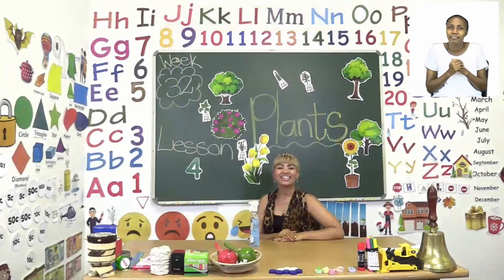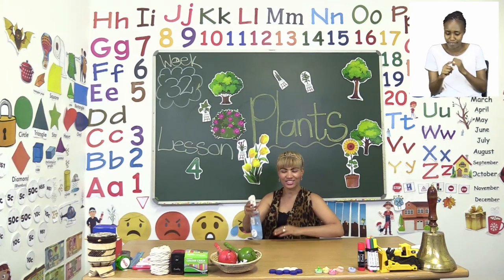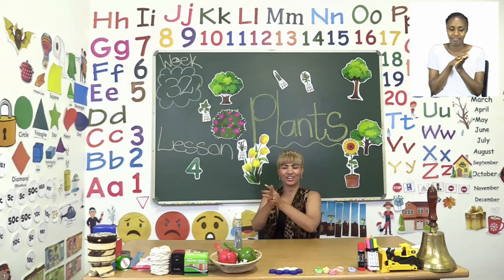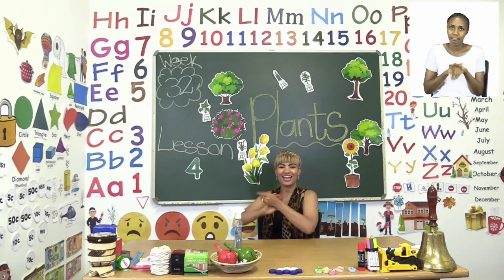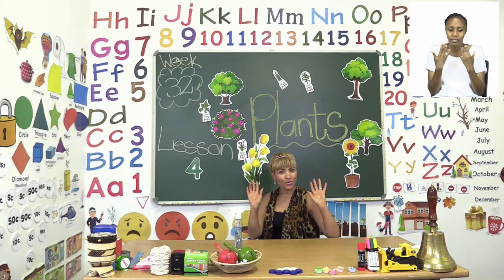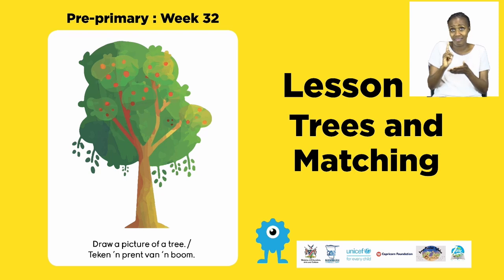Plants. Now boys and girls, before we start our lesson, we need to sanitize. So let's make sure we put enough sanitizer on our hands. We rub it in, and then we wait for our hands to dry before we touch anything. Now let's see what we learn about today. In today's lesson, we will do trees and matching.